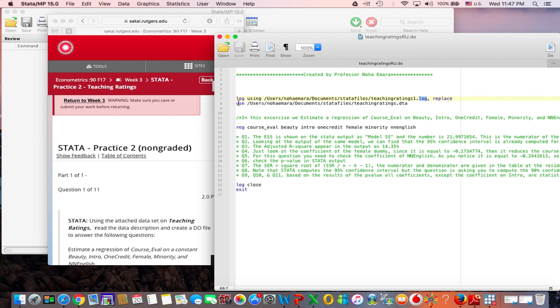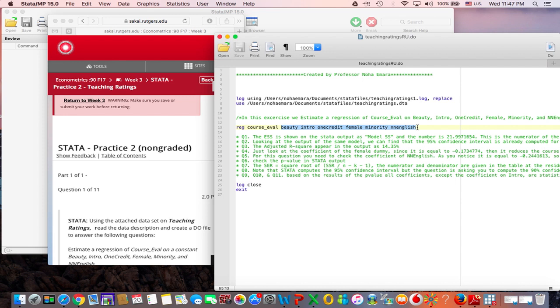And then to get the dataset, I'm using a DTA file here. You're free to choose whatever data format you want, but I prefer to use DTA or CSV format. To answer the first question, you need the regress command. Regress is basically the regression analysis of your dependent variable, which is your course evaluation, as a function of a group of independent variables.